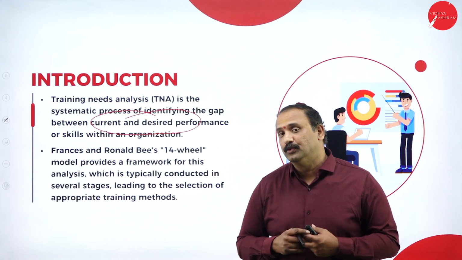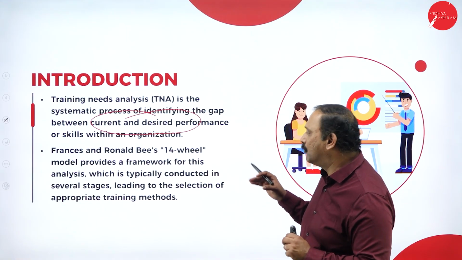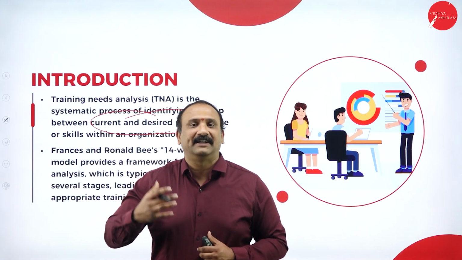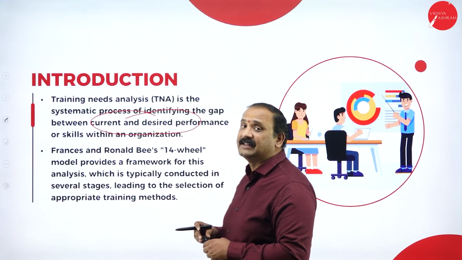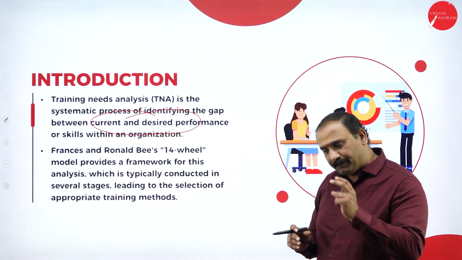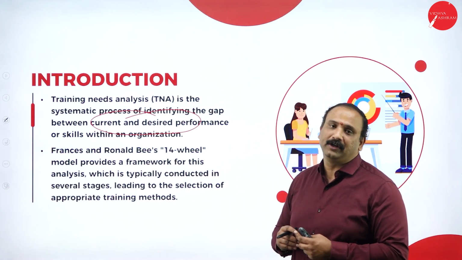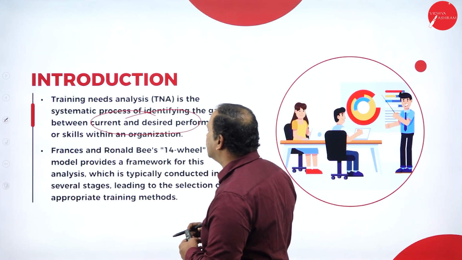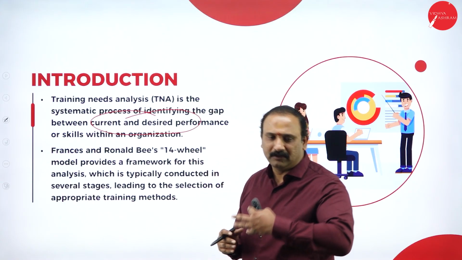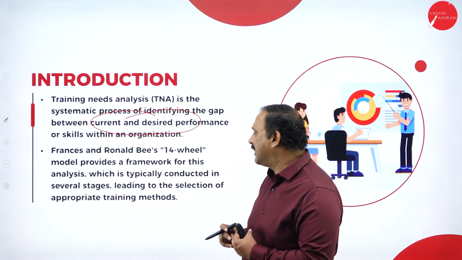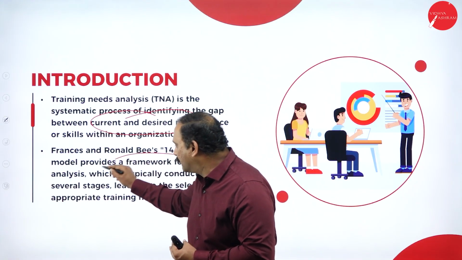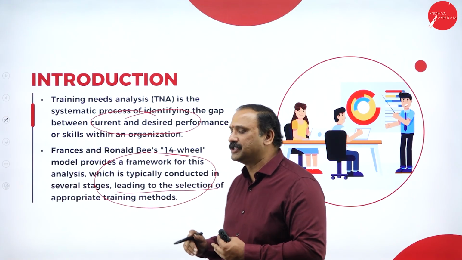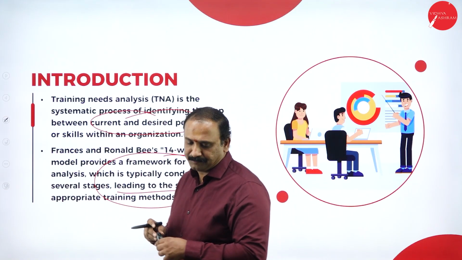So what we need to do is that we need to bring in the training module and we need to start seeing that the employees get trained on a regular basis, their skills are sharpened, and the performance level keeps moving according to the organization needs. Now, according to Francis and Ronald B's 14-wheel model, which is quite common among the training factor, this provides a framework where we typically try to conduct several stages leading to selection of appropriate training model.